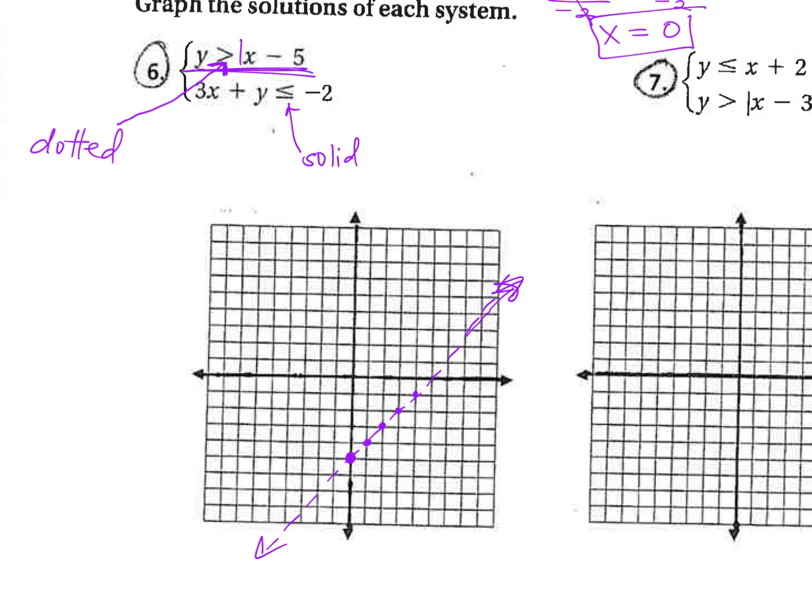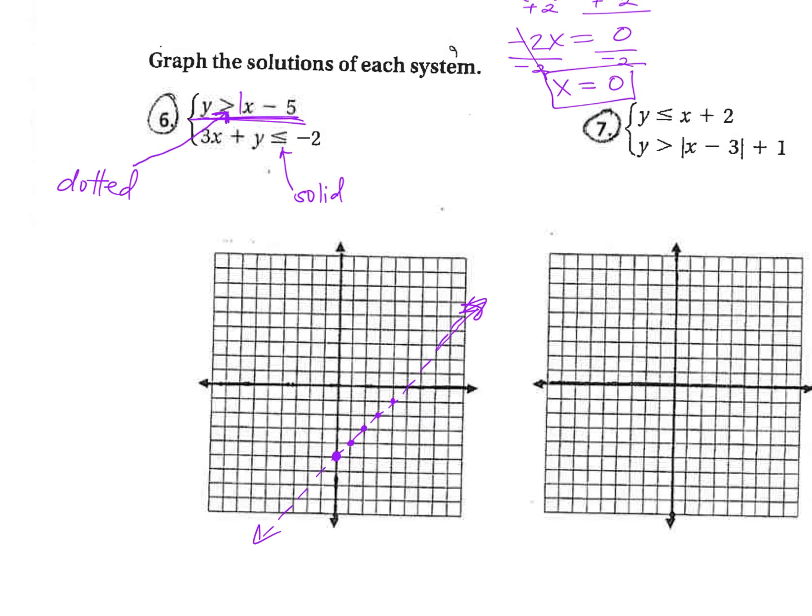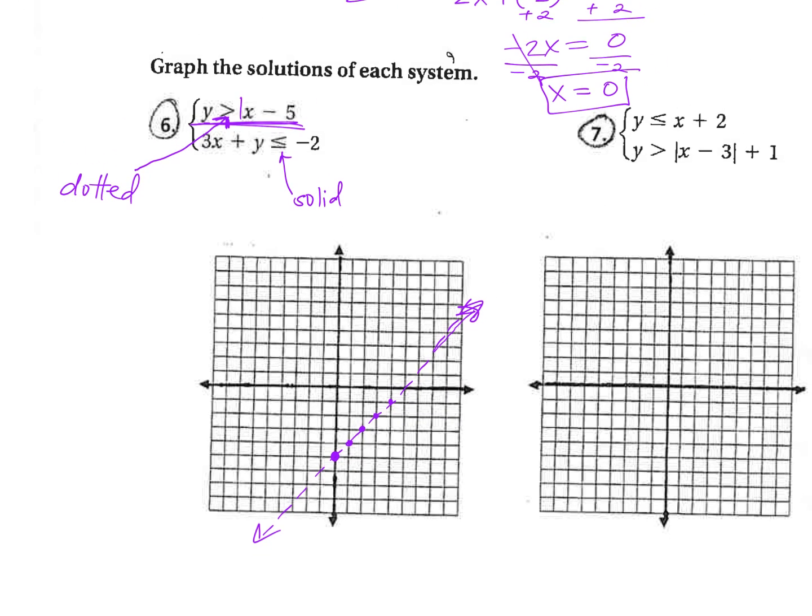Okay, do you remember how we check what side we shade on? Plug in 0, 0. So is 0 greater than 0 minus 5? Yes. So we shade to which side? Above or below? Above. Above and to the left, right? On the 0, 0 side, we're going to shade.